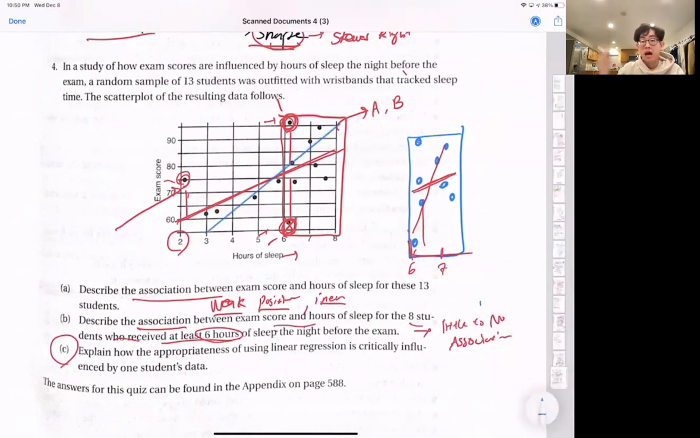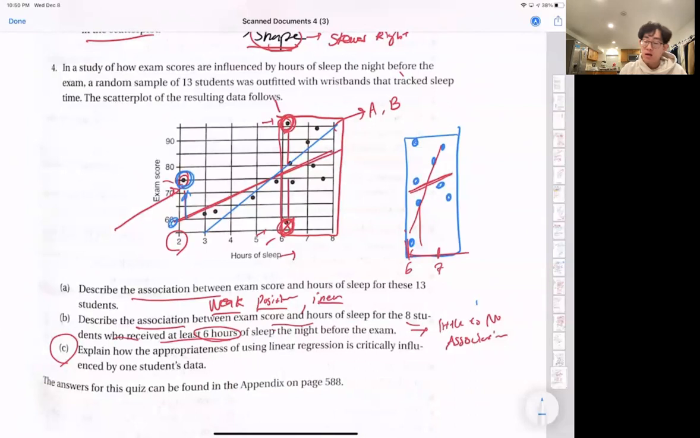It's much more appropriate to have it tilted upwards. That dot heavily influences it so that it gets tilted in such a way that your y-intercept is now starting at a much higher range, because this brings the overall average up for those people who did not get any hours of sleep. And also it's going to lower the slope, because it tilts it this way, making it less steep. So, explain how the appropriateness of using linear regression is clearly critically influenced by one student's data.